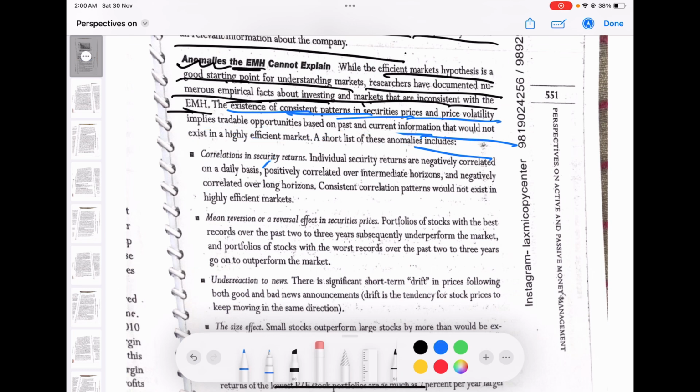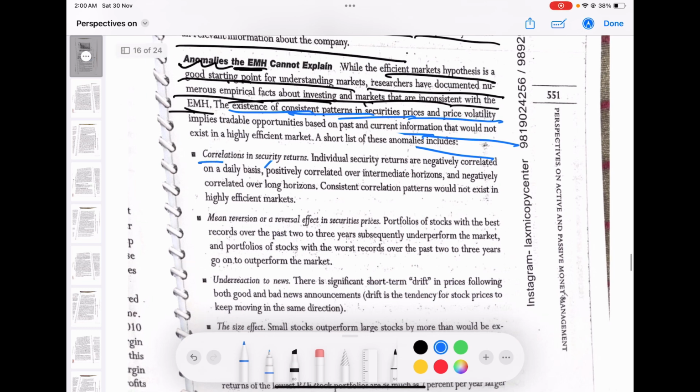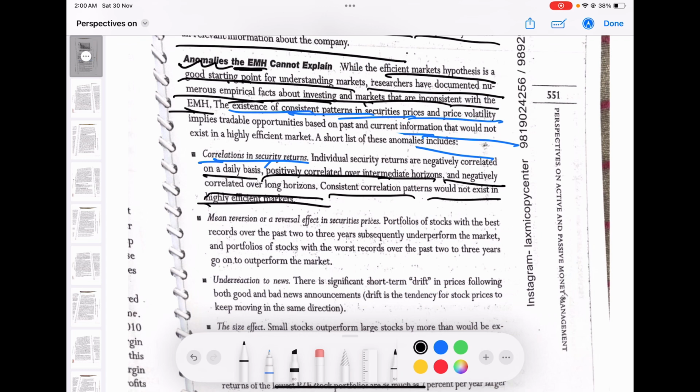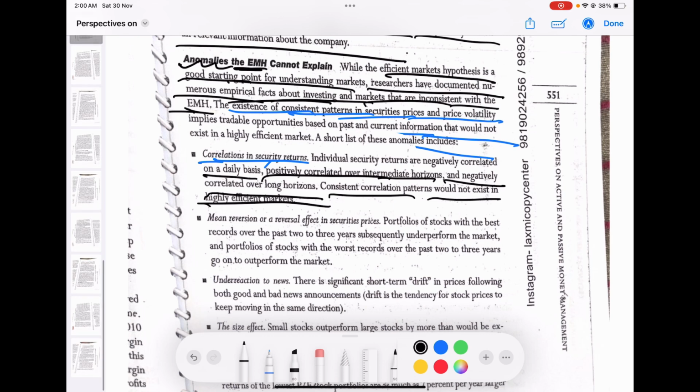Correlations in security returns. Okay. Now, the first point is correlation in security returns. Individual security returns are negatively correlated on a daily basis, positively correlated over intermediate horizons, and negatively correlated over long horizons. A consistent correlation pattern would not exist in highly efficient markets. So, this is the first point you need to keep in mind, that nothing can continuously have some sort of a correlation, right? It can either be negative or positive, but nothing is fixed.